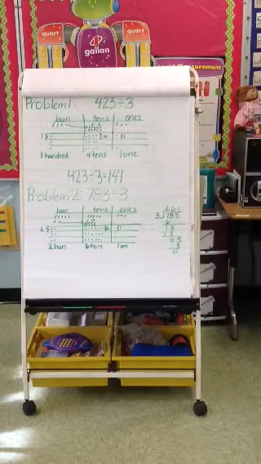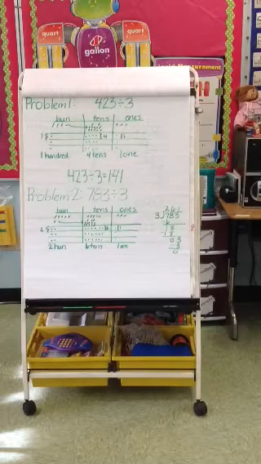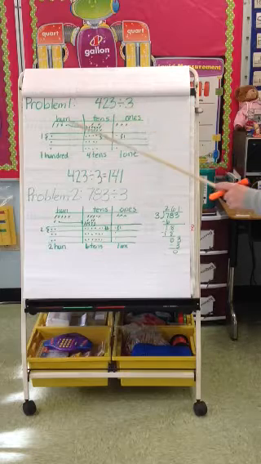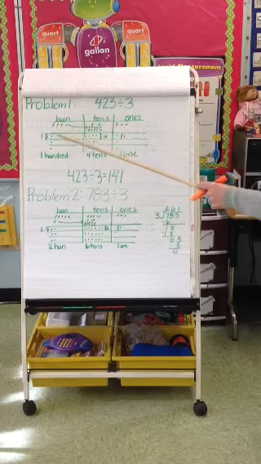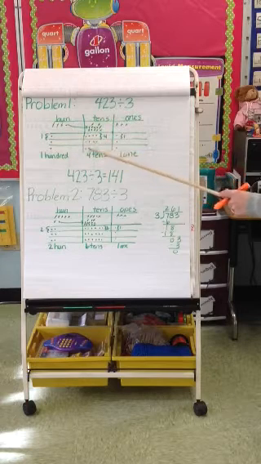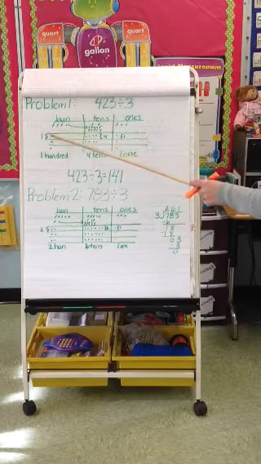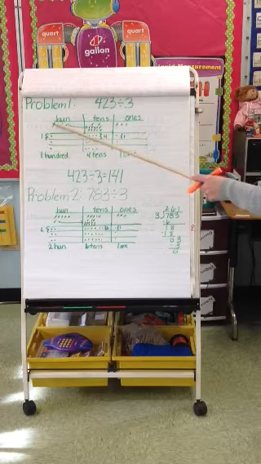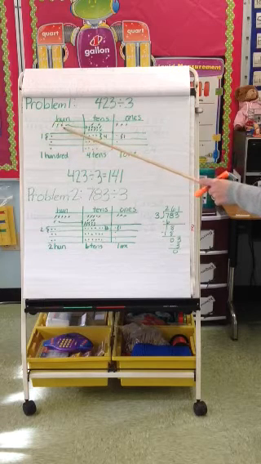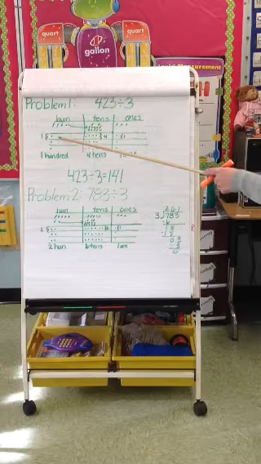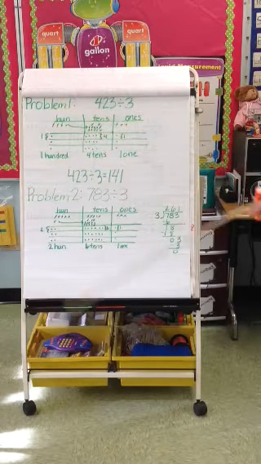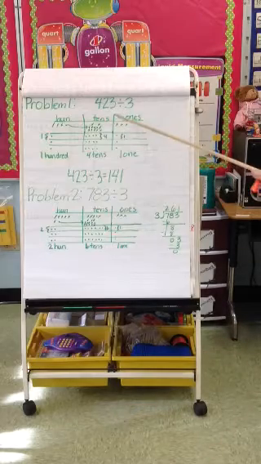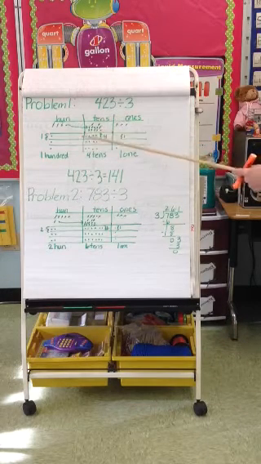Okay, let's look at the first problem. 423 divided by 3. 4 hundreds, 2 tens, 3 ones. I have 3 groups. I went and I put 1 at a time in each group. As I did so, you cross 1 off. Okay, I was only able to get 1 in each group. So I had to decompose 100. Well, 100 is 10 tens. I already had 2 tens here, so I have a total of 12.